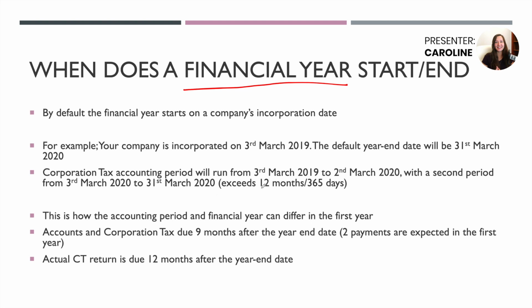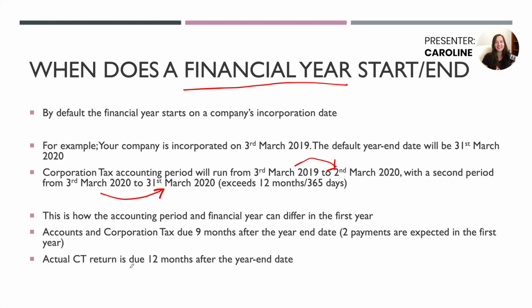This is because it exceeds the 12-month period and is just what HMRC want you to do. So the first period will cover the 12 months, and then the second period will cover the remaining partial month that's left. Going forward, it'll always be 12 months unless you change the year-end date for whatever reason. This is how the accounting period and the financial year can differ in the first year. It's a bit strange, but once that's done, you never have to worry about it again. Accounts and corporation tax are due 9 months after the year-end date, so 2 payments will be expected in the first year, like I said.